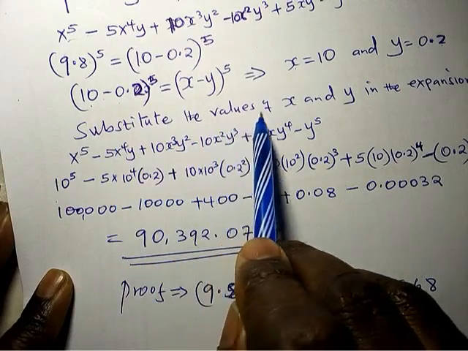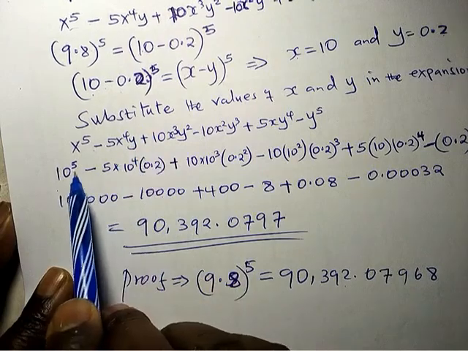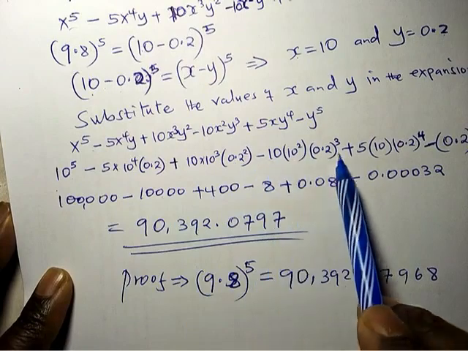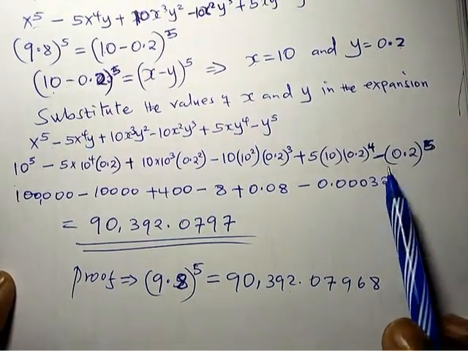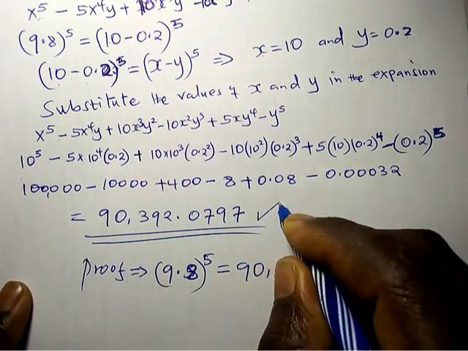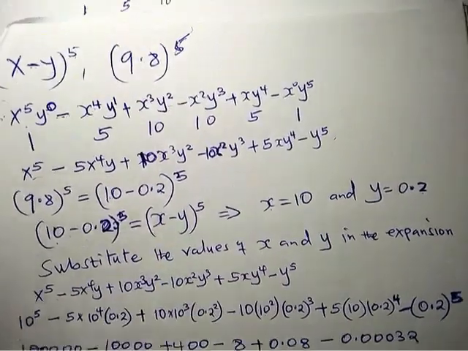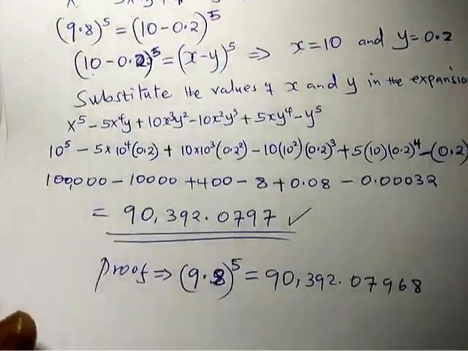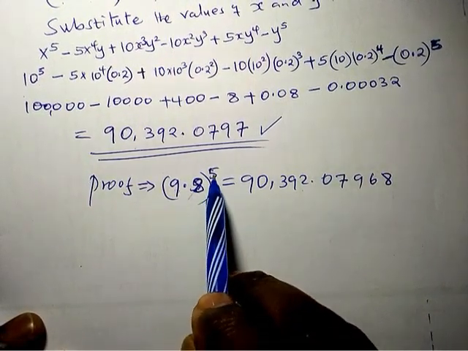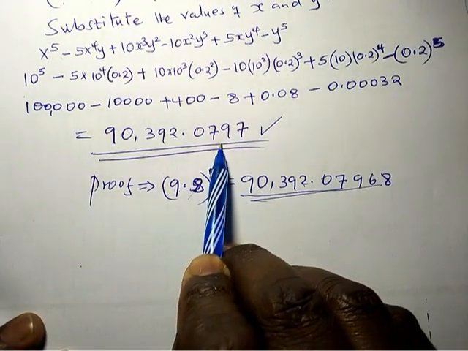Now substitute the value of x and y in the expansion here. When you substitute the value of x and y, you get this equation here, a very long one. And then finally, the final answer is this, 90,392. So now if you want to find out whether you are right, you just press 9.8 raised to power 5 using your calculator. It will give you this value, which is exactly this value.